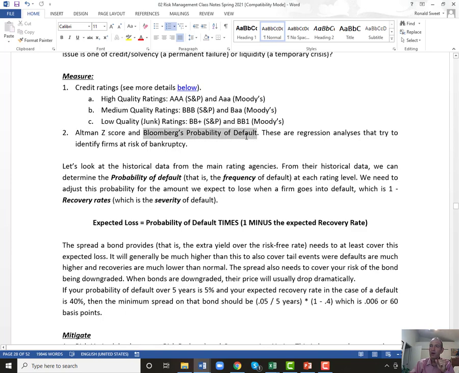Bloomberg's probability of default, which I really do like, it does have a high correlation to credit ratings. So I really like to use probability of default. And Bloomberg's probability of default is probably capturing very similar things, if not almost identical things, that S&P and Moody's are doing. The only difference is Bloomberg is not actually interviewing management of the firm. Bloomberg is entirely quantitative, whereas S&P and Moody's are both quantitative and qualitative.